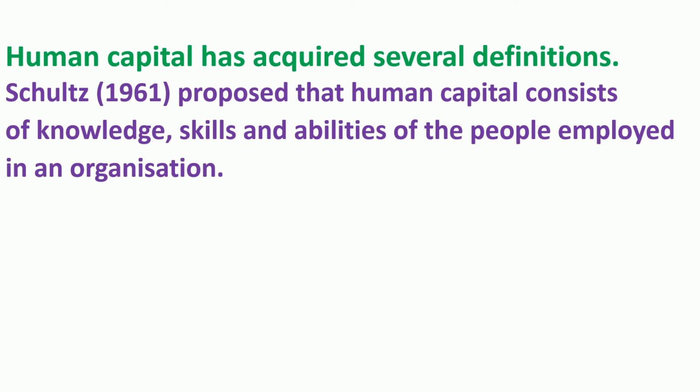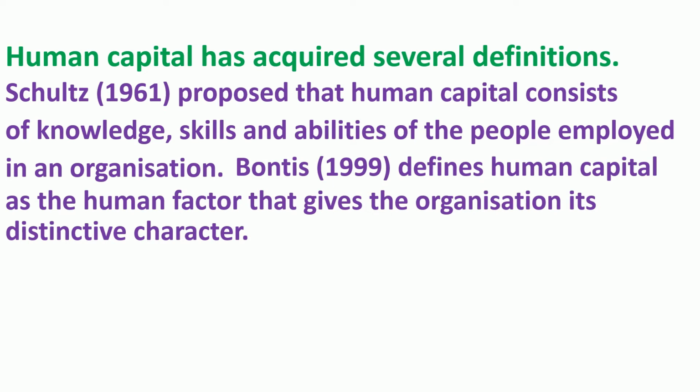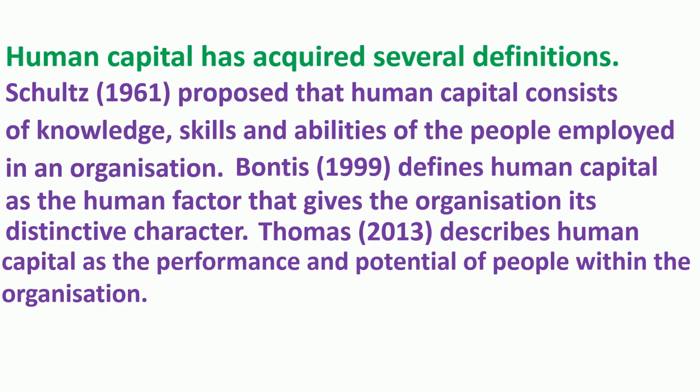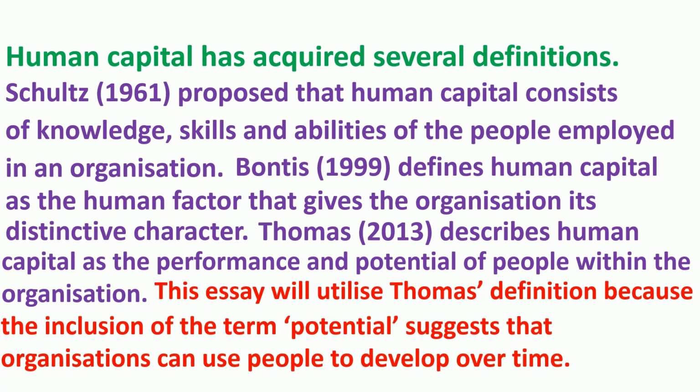Then you provide definition 1 from Schultz. This is your evidence sentence. And then another evidence sentence from Bontis. He provides another definition of human capital. And Thomas provides a third definition of human capital. So now you have 3 definitions of human capital as part of your evidence sentences. Now you come in with your academic voice and you select which one of these definitions that you feel is the best, the most appropriate, and you explain why you selected it.